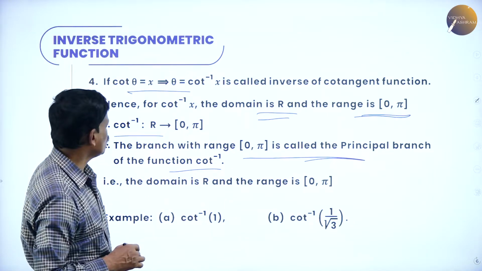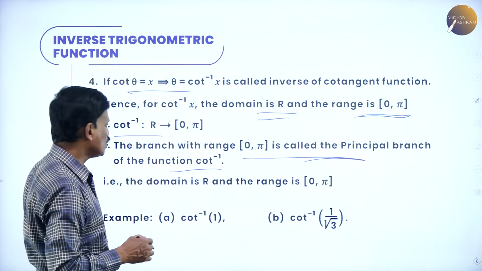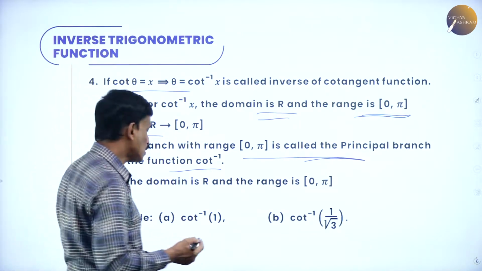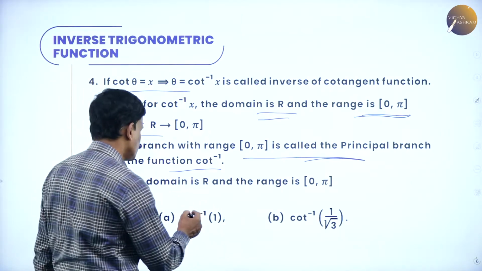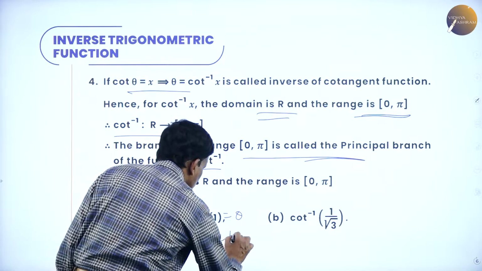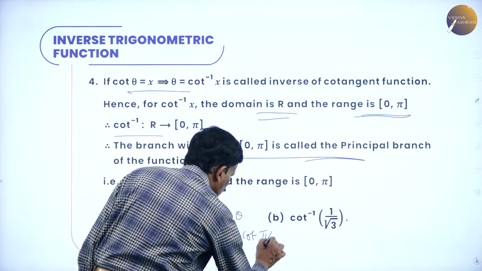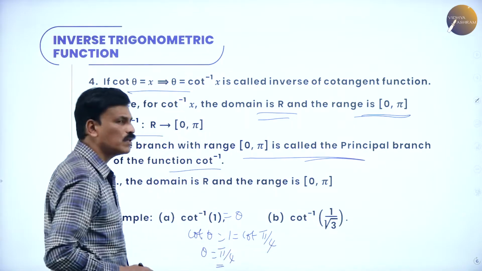And hence, the domain is R and the range is (0, pi) for cot inverse of x. Now, let us consider, for example, cot inverse of 1. You know tan 45 and cot 45 is 1. So, if this is considered as theta, then cot theta is equal to 1, which is nothing but cot pi by 4. So, here theta is equal to pi by 4. The value of theta is pi by 4.